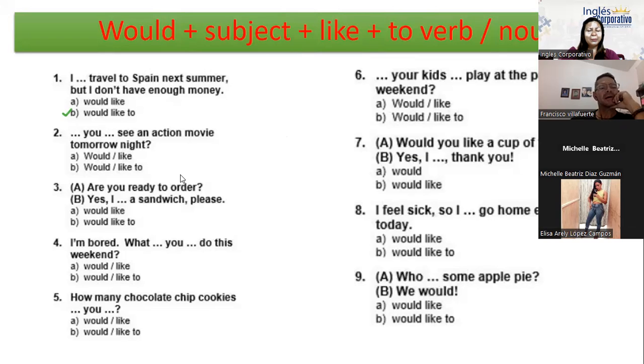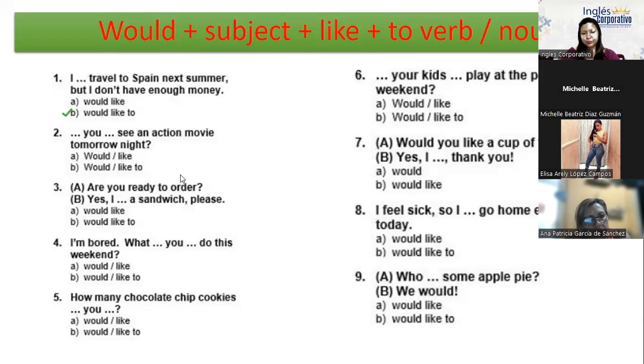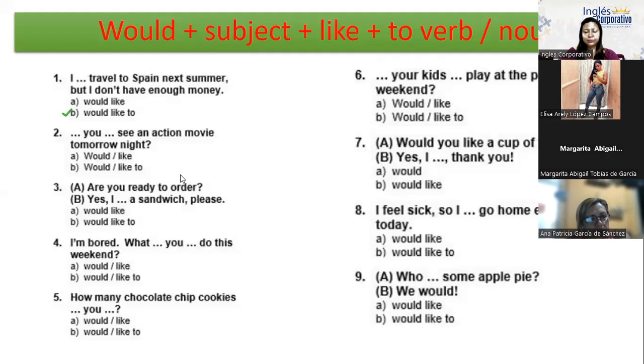Letter B. Okay, what about the number two? Would you like to see? Exactly. Letter B. Like to see. Number three. Yes, I would like a sandwich. Letter A.